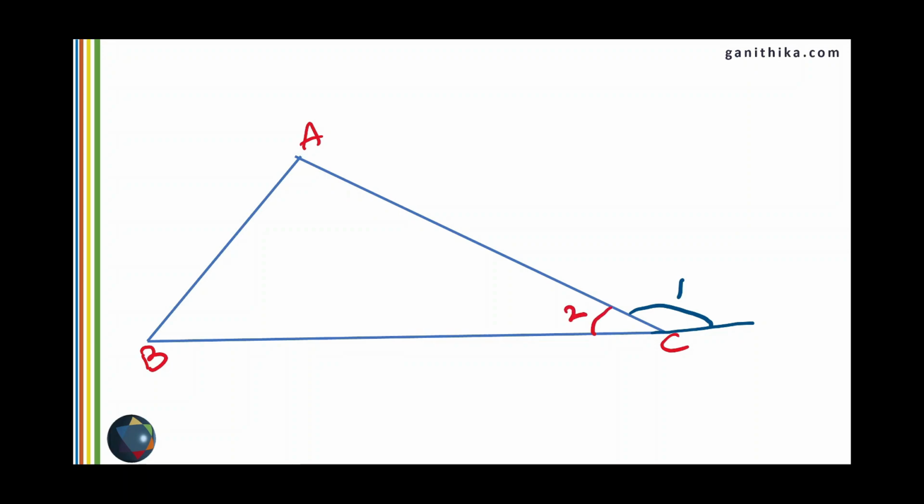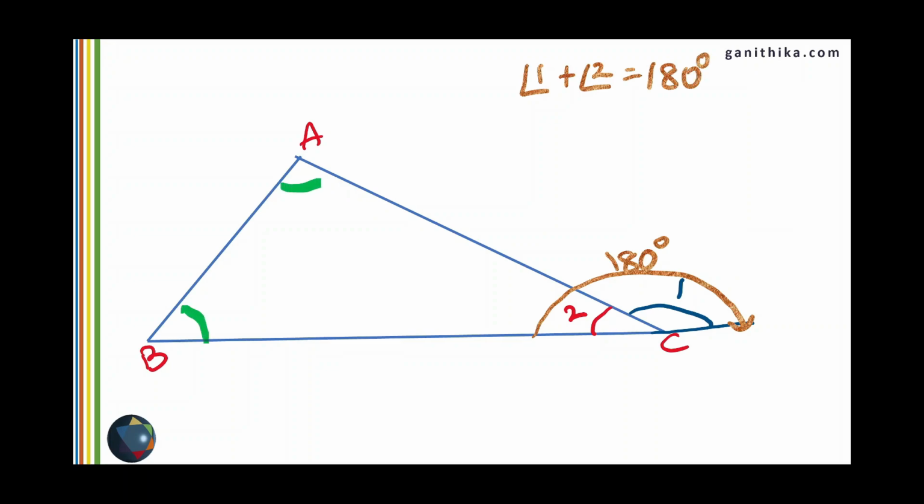Let me call this angle 2, which is one of the 3 angles of the triangle ABC. Now in total, angle 1 plus angle 2 is 180 degrees because it makes a straight angle. We also saw that the sum of the interior angles of a triangle is 180 degrees. Therefore, if I call these angles 3 and 4, I can say that angle 2 plus angle 3 plus angle 4 is equal to 180 degrees.